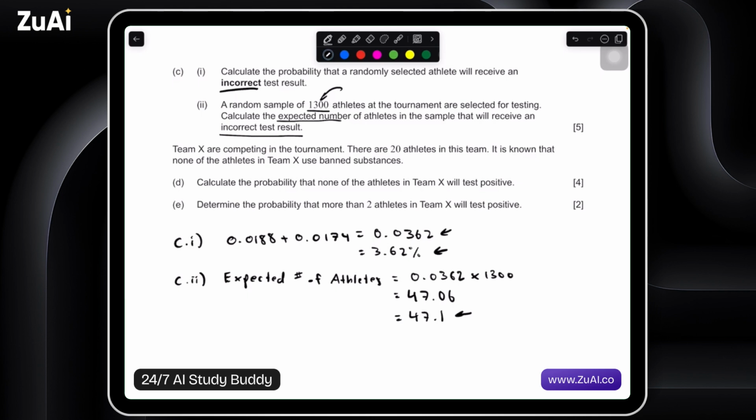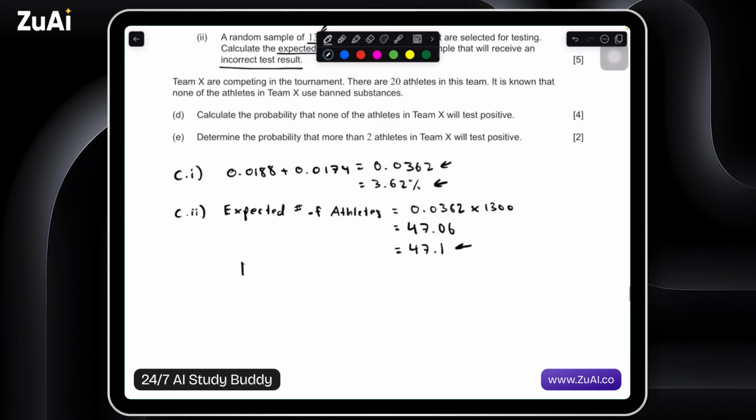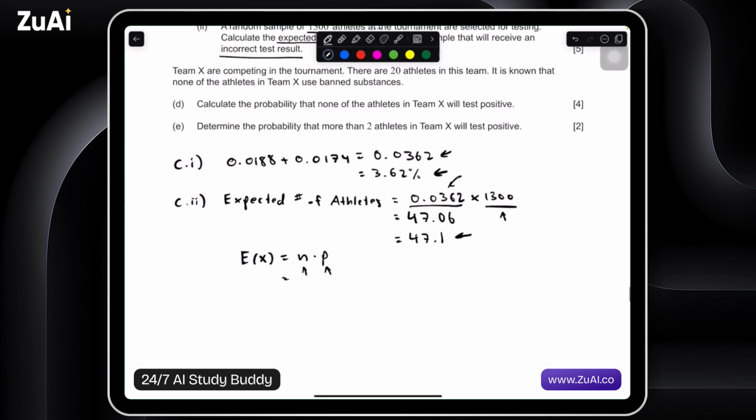Okay, there we go. Here's the formula, if you want. Equals n times p. This is essentially number of trials times probability, or that 0.0362 times 1,300. So this is the number of trials, number of individuals, probability of occurrence. Alright.